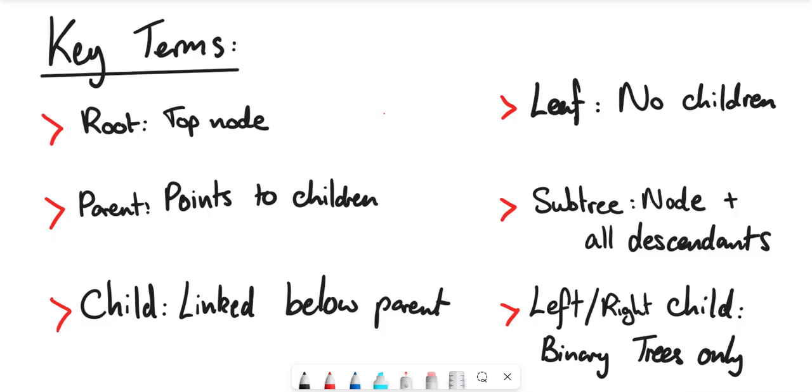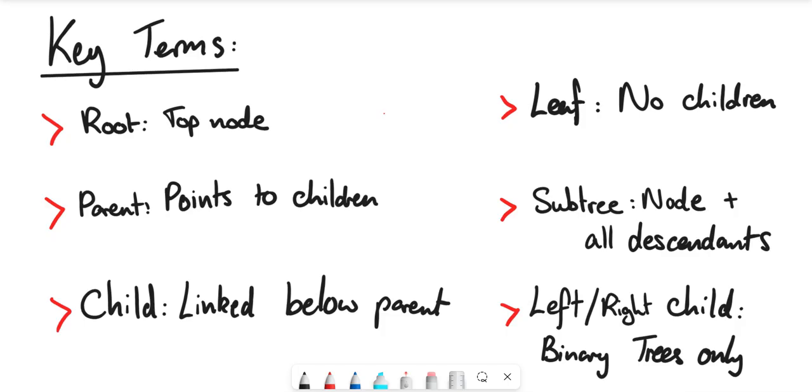The first is the root, the topmost node. It has no parent. A parent is any node that has one or more children nodes. A child node is a node that comes from another node. It's connected downwards. A leaf node has no children. It's at the edge of the tree. A subtree is any node and all of its descendants. Imagine cutting off a branch of a tree. That branch is a subtree.